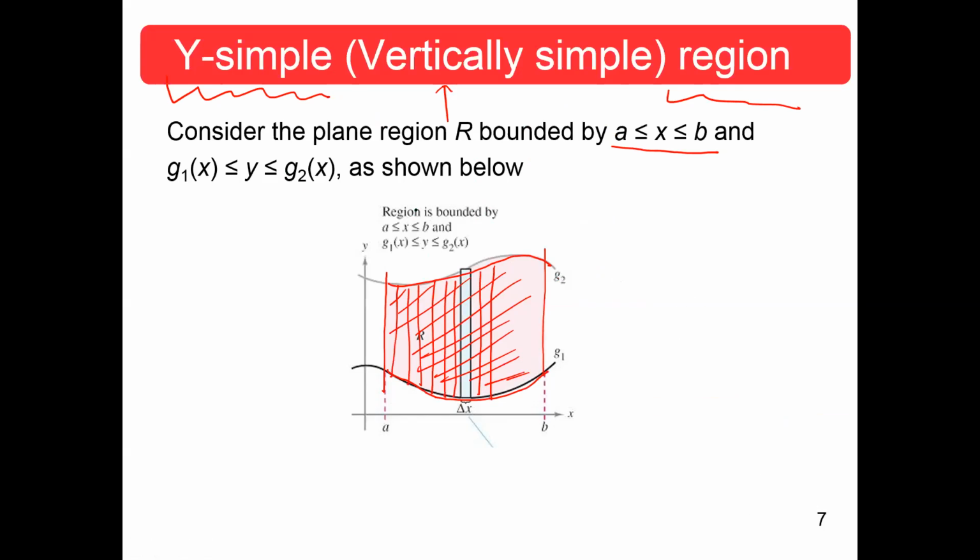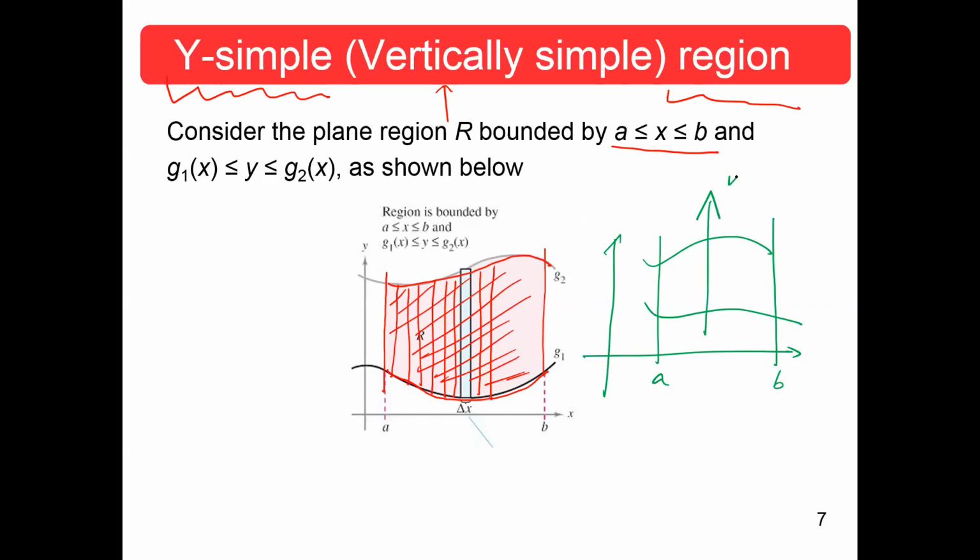So typically, in these kinds of regions, let me just re-sketch it here. The variable x is bounded by two constants, a and b, while y is bounded by two functions, right? Therefore, we call this a y simple region. Is that it? Yes. So in general, a y simple region is bounded by two constants for x, and y is bounded by two functions.